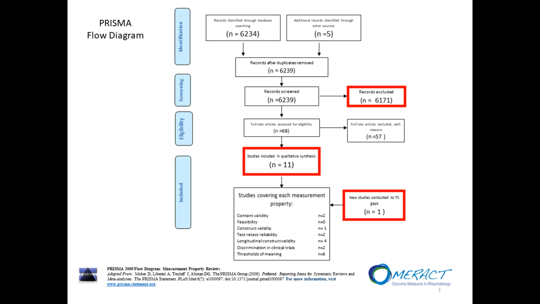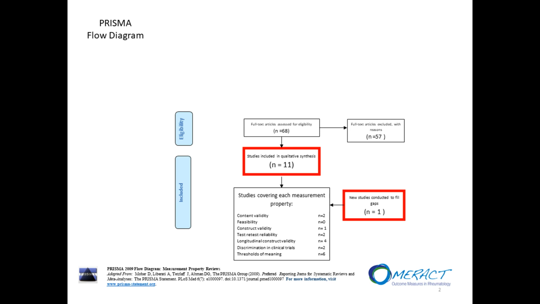So as we move through the search strategies, you may well find that you exclude quite a number of articles. We might have found 68 articles in our review that were flagged as being relevant for a measurement property study on the numeric rating scale. But when we actually looked at the full article, 57 of those were excluded. So that in the end left us with 11 articles for really doing the synthesis from it.